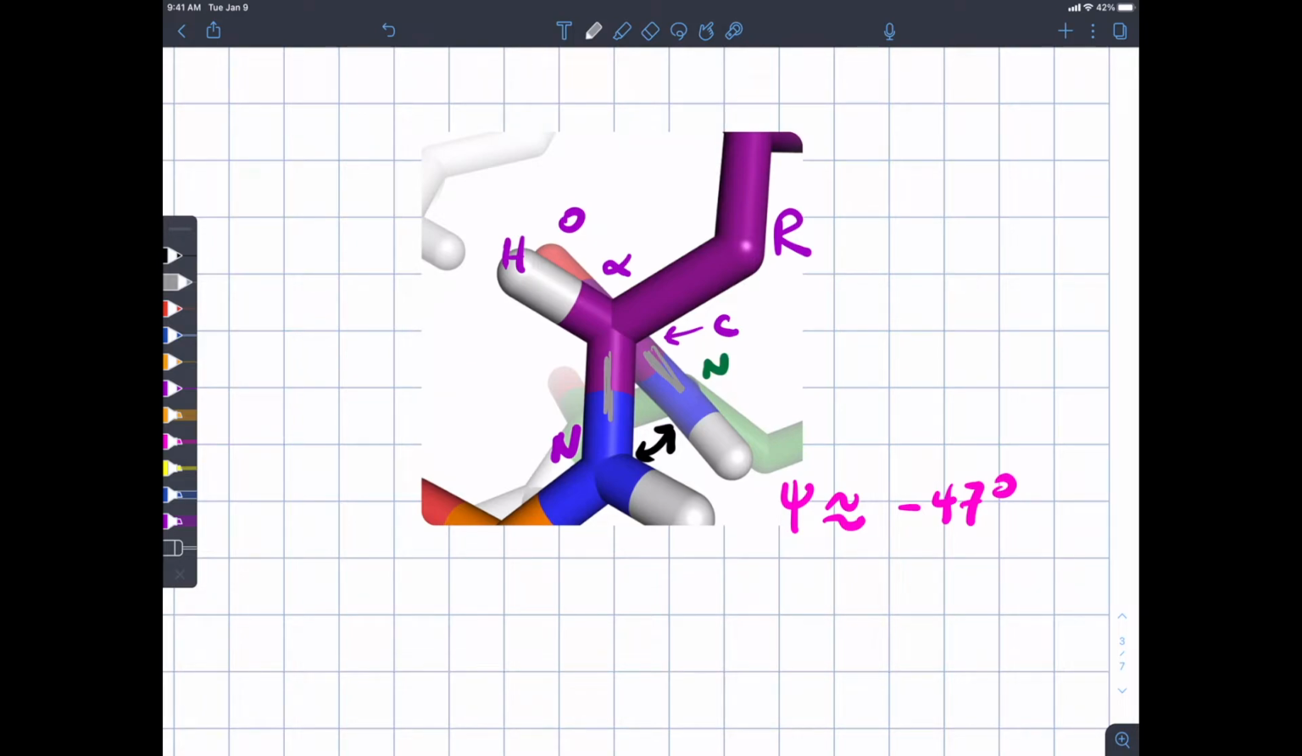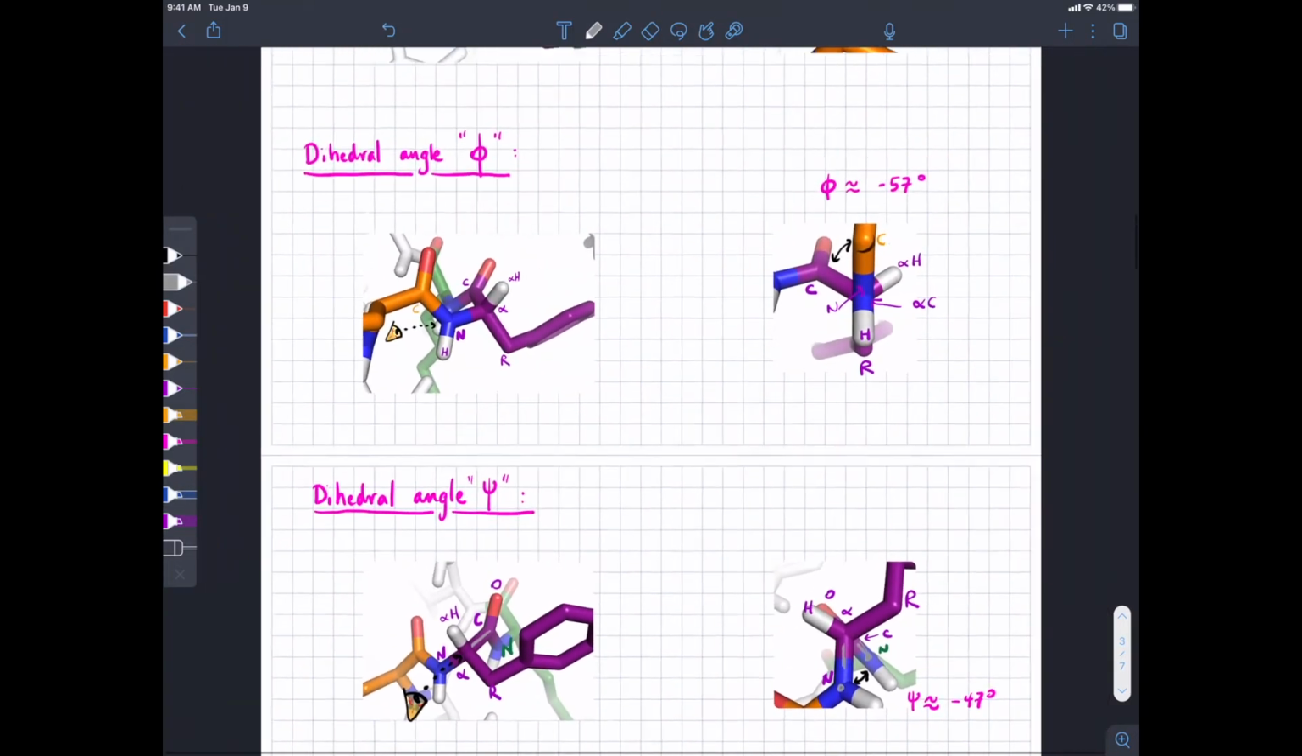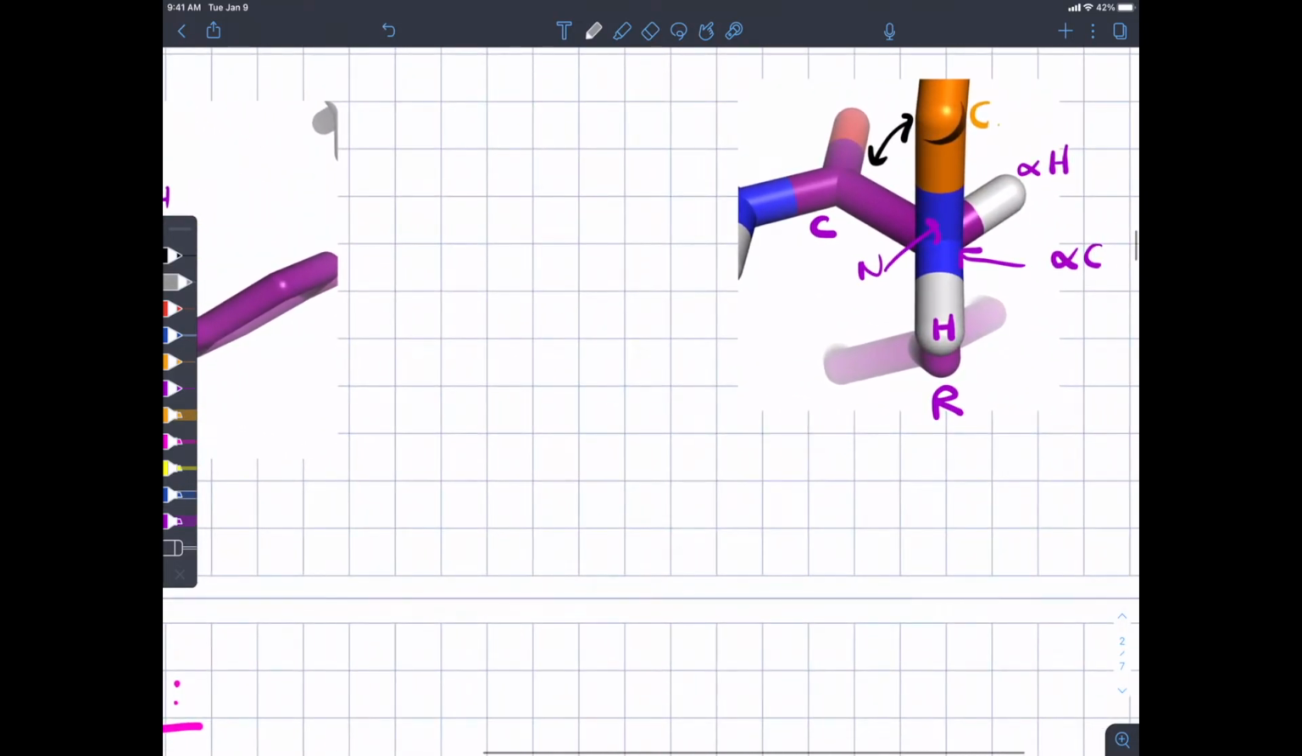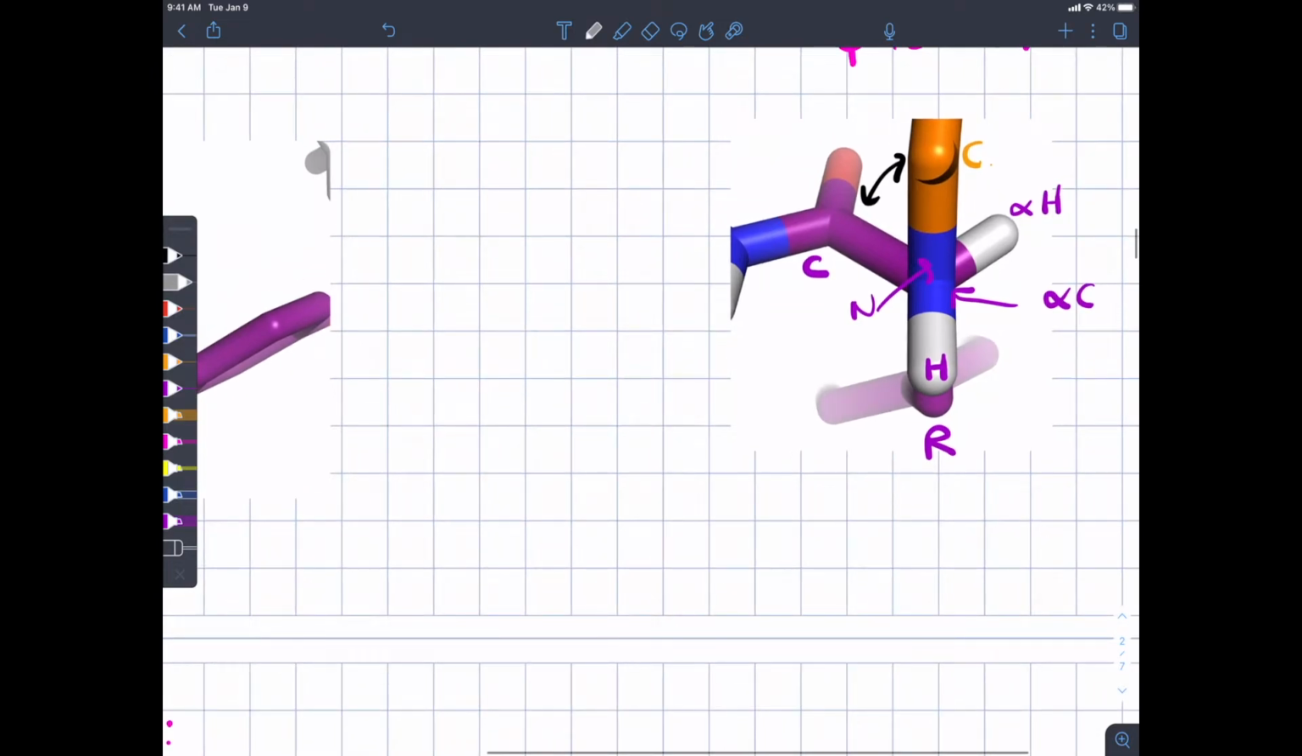Just as with nomenclature, there are rules. The angle psi is defined as the angle between the two nitrogens. And similarly, the angle phi is defined as the angle between the two carbonyl carbons. So you focus on backbone atoms. I guess that's the principle.